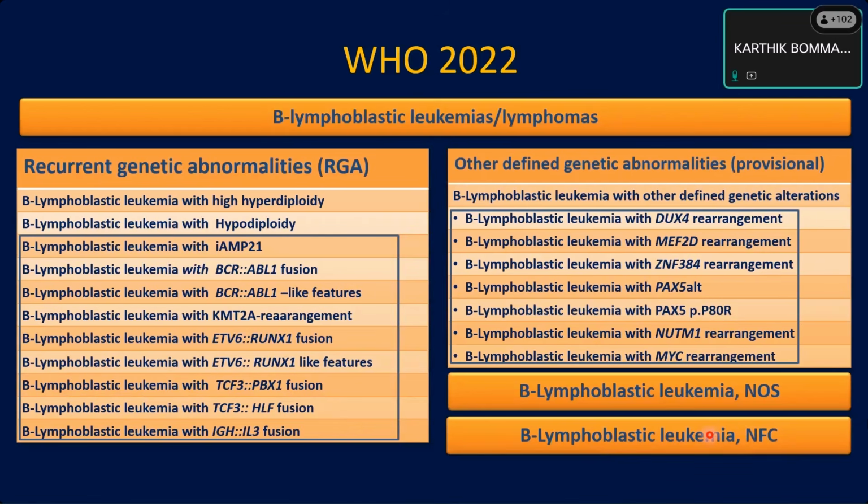So in any B-ALL patient you are diagnosing, you have to do flow. After flow, you have to identify these recurrent genetic abnormalities either by FISH, cytogenetics (conventional karyotyping), or by molecular techniques. If you have not done that evaluation for any of these entities, then you cannot call it B-ALL NOS. You should call it B-ALL NFC.